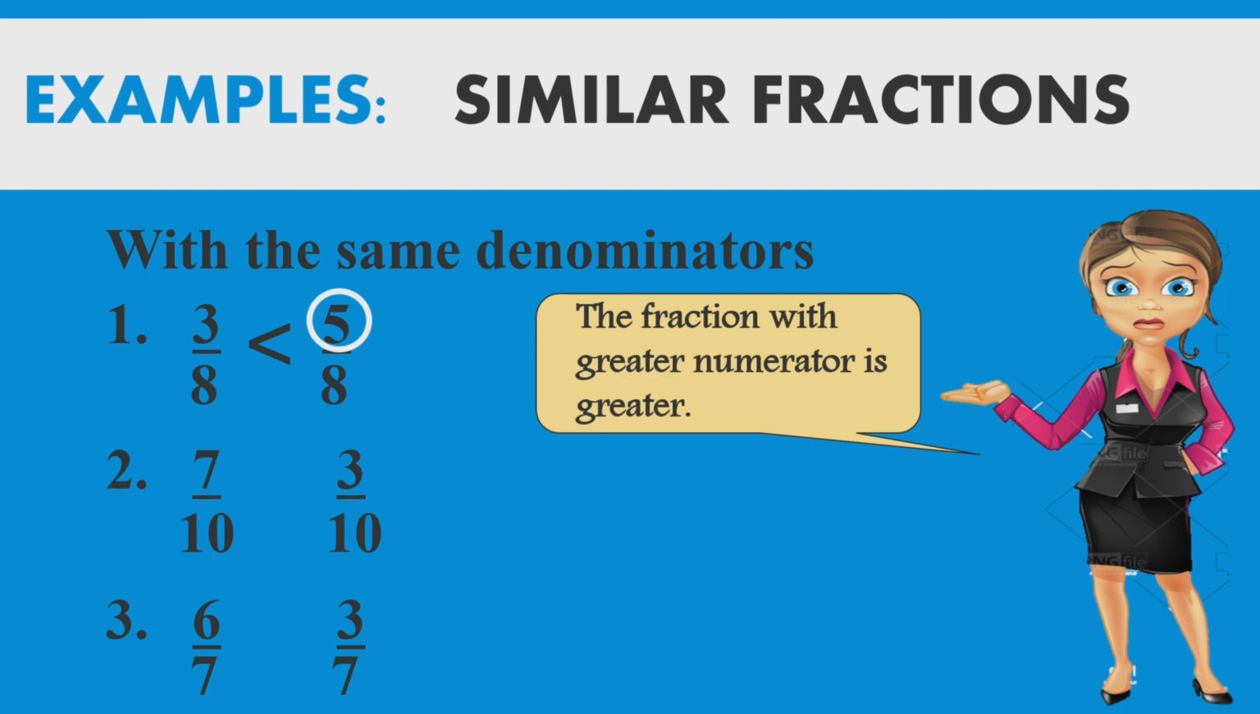Number 2, 7/10 and 3/10. 7 is greater than 3. So we can say that 7/10 is greater than 3/10. Number 3, 6/7 and 3/7. Okay, 6 is greater than 3. So we can say that 6/7 is greater than 3/7.